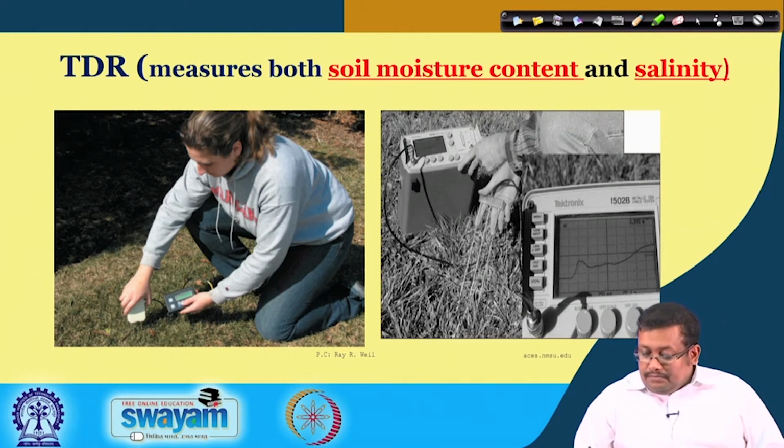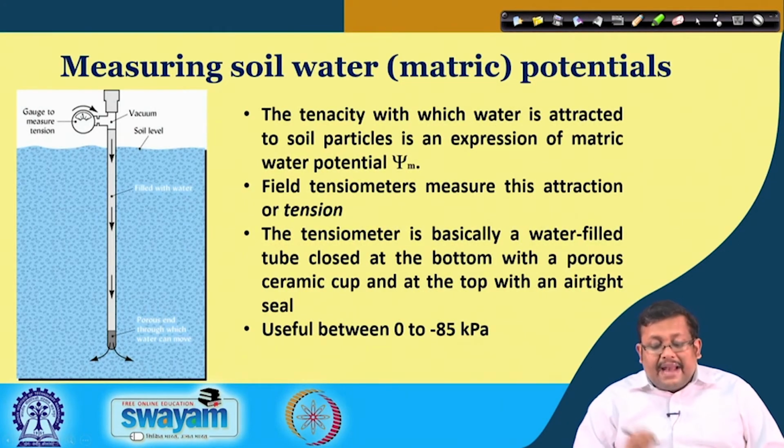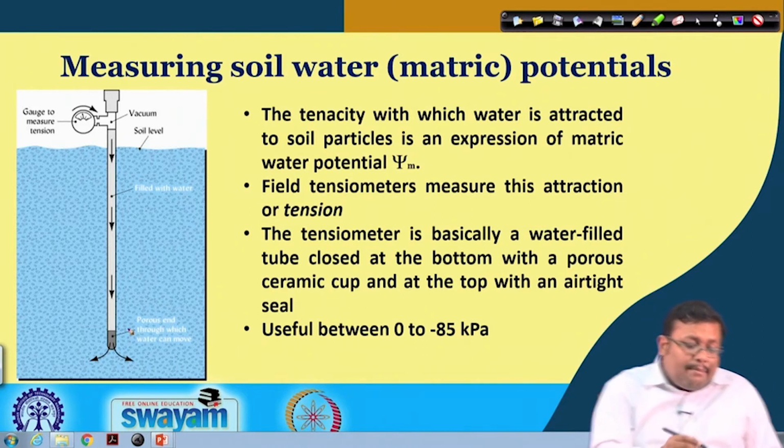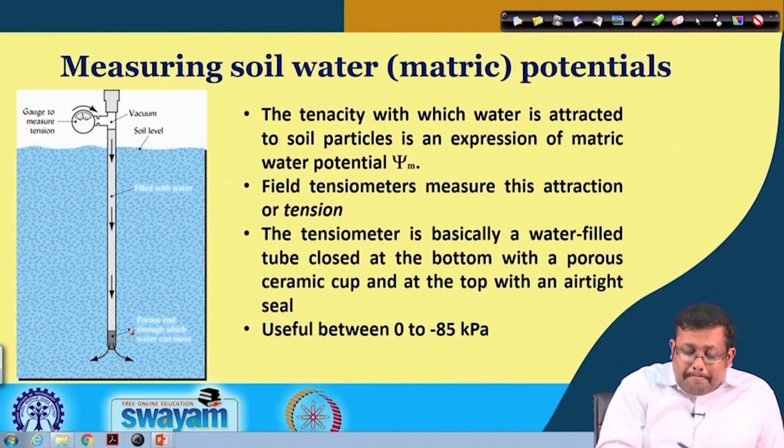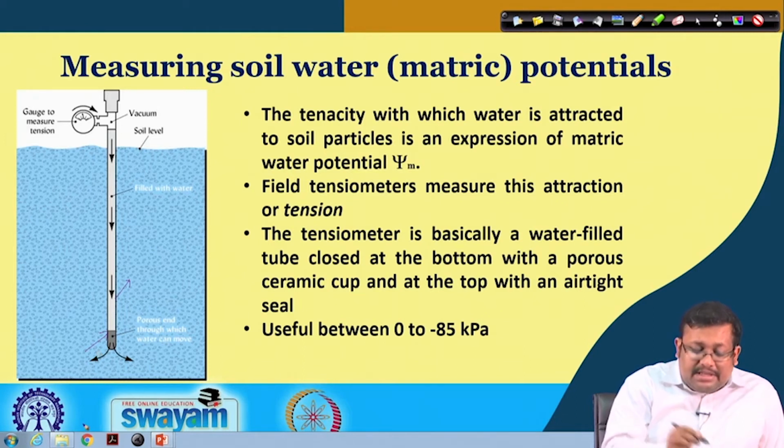Another important instrument for measuring the soil water, or rather specifically the matric potential, is called the tensiometer or field tensiometer. Now you can see this is a field tensiometer, and it is basically a water filled tube. This tube is a water filled tube, closed at the bottom with a porous cup. So this is a porous cup, and at the top is an airtight seal.